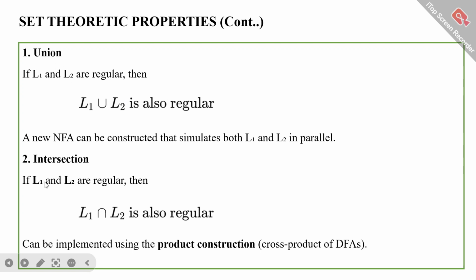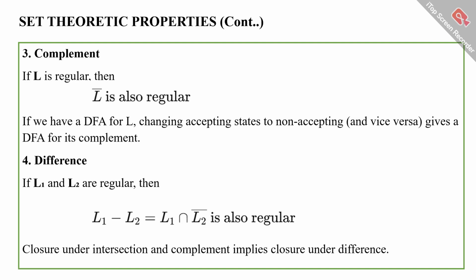Similarly, in intersection, if L1 is a regular language and L2 is a regular language, then L1 intersection L2 is also a regular language. Here it can be implemented using the product construction, that is, the cross product of DFA method. Next one is complement. If L is regular, then L dash is also regular. If we have a DFA for L, changing accepting states to non-accepting states and non-accepting states to accepting states gives you a DFA for its complement.